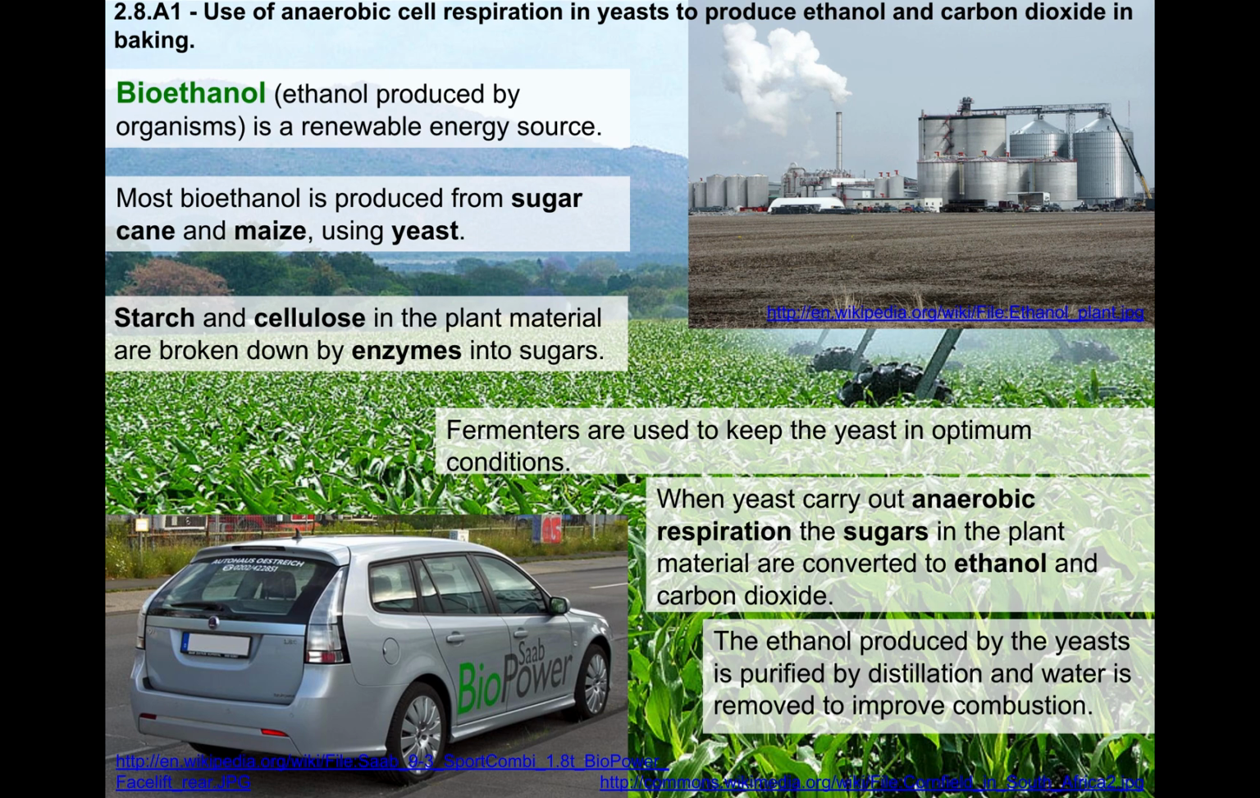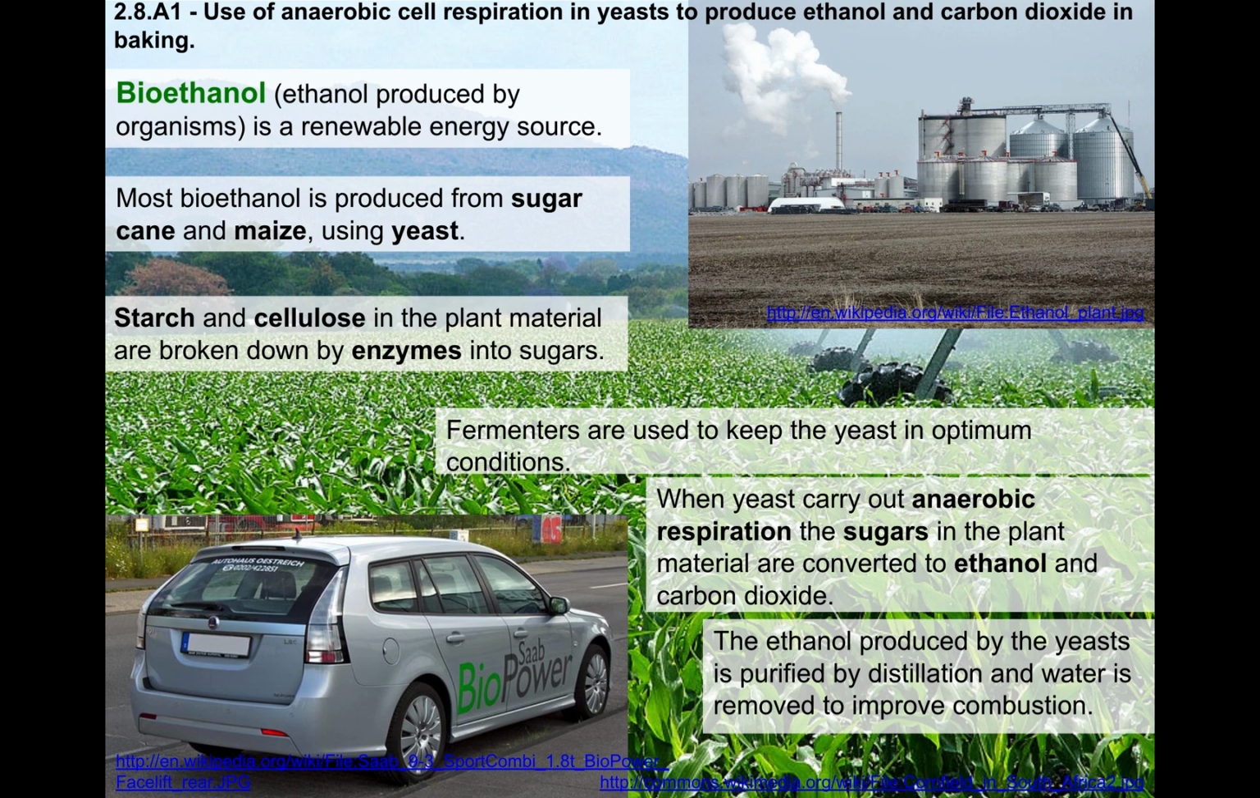Another example of anaerobic cell respiration is bioethanol fuel. An environmentally friendly fuel that has been talked about if you've taken environmental science classes is produced through anaerobic cellular respiration. So bioethanol is using the ethanol produced from anaerobic cell respiration as a renewable energy source. The way that it's produced is from sugarcane and maize and using yeast as well. So plants, sugar cane and corn, and they use yeast to then do cellular respiration.